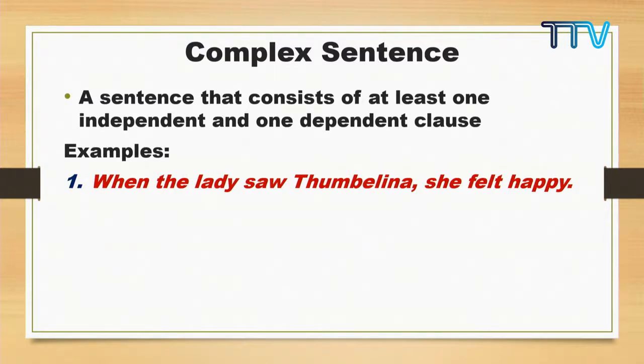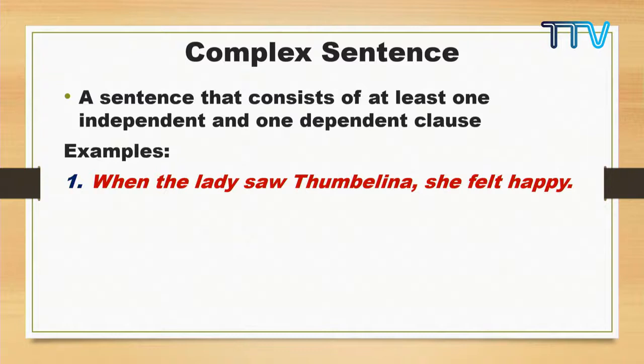Okay, yes, many of you are getting it right, I guess. So, "when the lady saw Thumbelina" is the dependent clause, because something is missing. It's not making complete sense. "She felt happy" is a clause that is complete in itself. And let me tell you, this is again an example of a simple sentence. She felt happy. The subject is she, the verb is there, felt. And this is an independent clause.